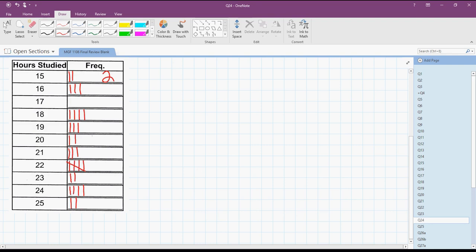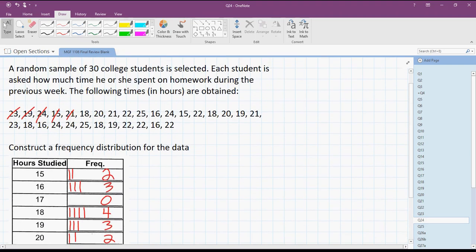So what is the frequency for 16? I got 3. What is the frequency for 17? 0. 18, 4. 19, 3. 20, 2. 21. 22. 23. 24. And 25. Again, if you add all these numbers up, you can double check yourself, because there should have been a total of 30 college students. And if you add all those numbers up that I just gave you, it will come out to 30.